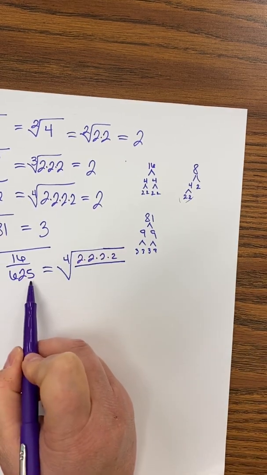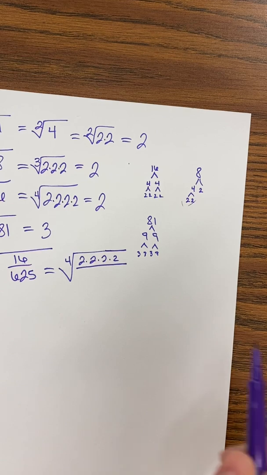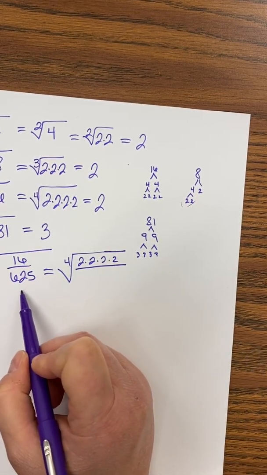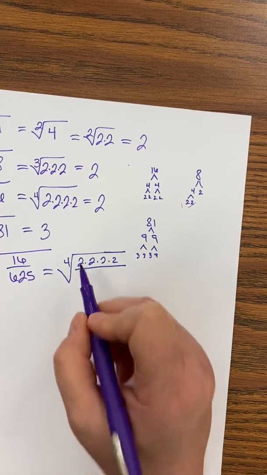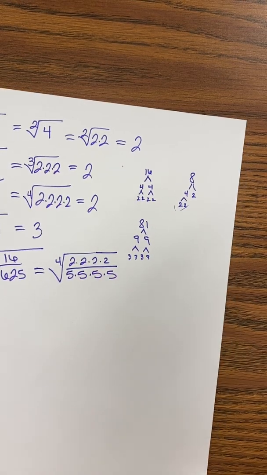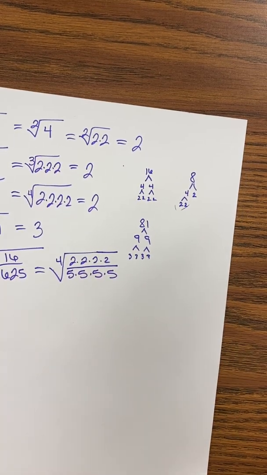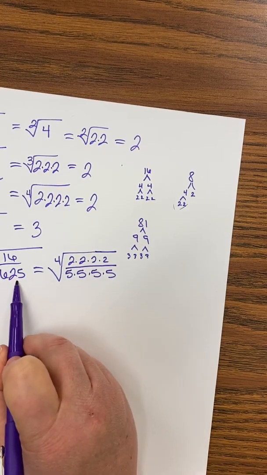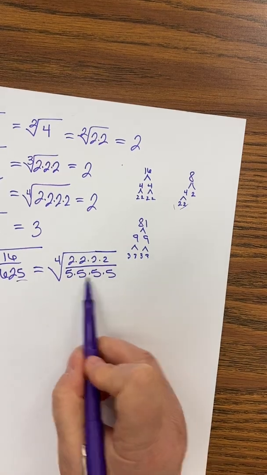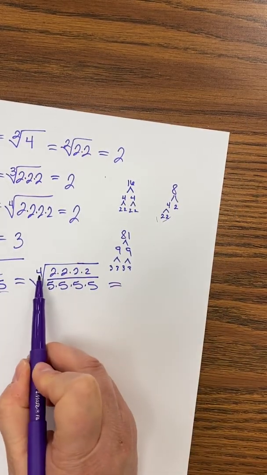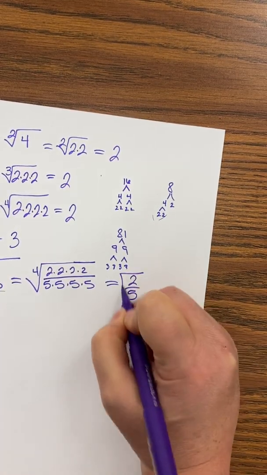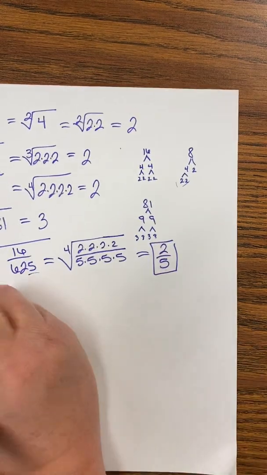Now, 625. Yes, it's a big number. Where do I even begin? Well, when I look at a number that ends in 5, I always check 5. I check to see what would 5 times 5 times 5 times 5 equal? Well, if you put it in your calculator, it equals 625. So that's my hint to you. Anytime it ends in a 5, always check 5 first. So there's our numbers. So now the fourth root of 16 over 625 is 2/5. The fraction 2/5.